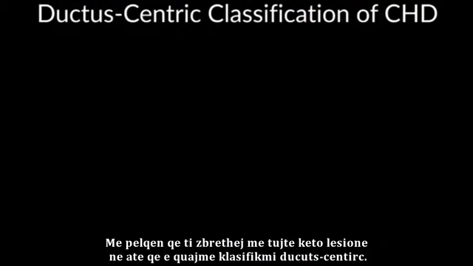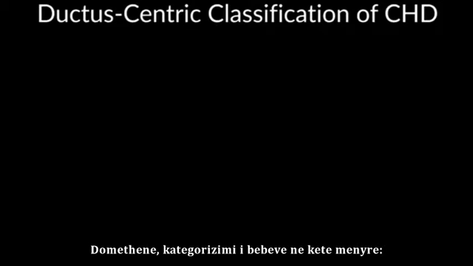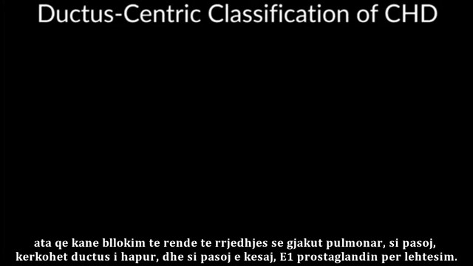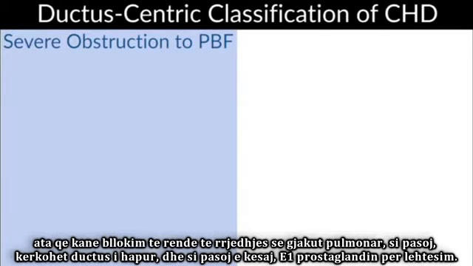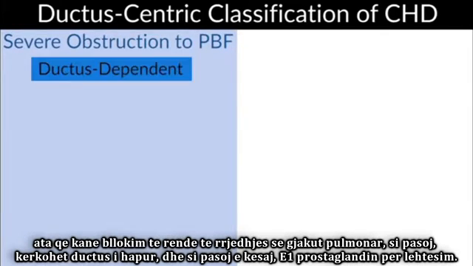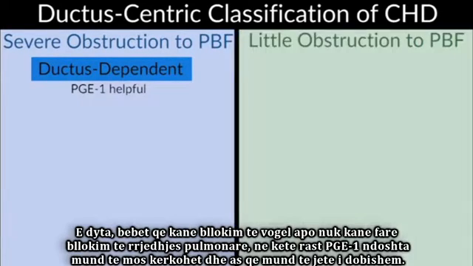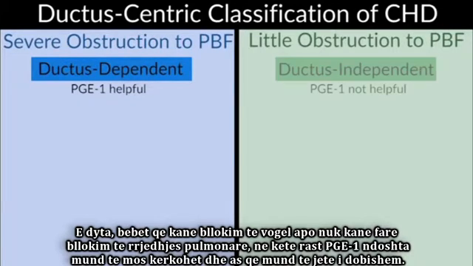And I'd like to break these lesions down into what you might call a ductus-centric classification. That is to say, categorize the patients in this way. Those that have severe obstruction to pulmonary blood flow and therefore require an open ductus and therefore prostaglandin E1 for palliation. Number 2, babies that have little or no obstruction to pulmonary blood flow, in which case PGE1 may not be either required or even helpful.